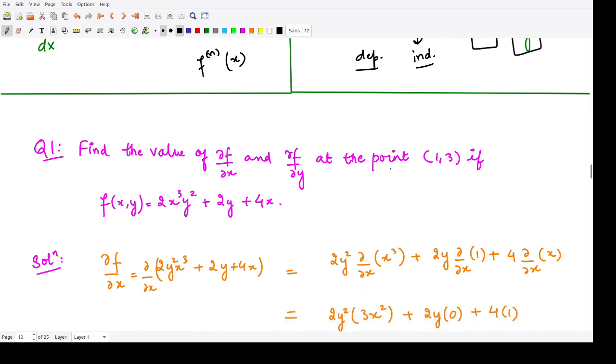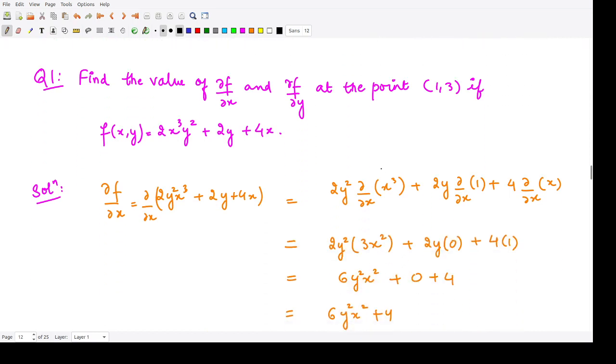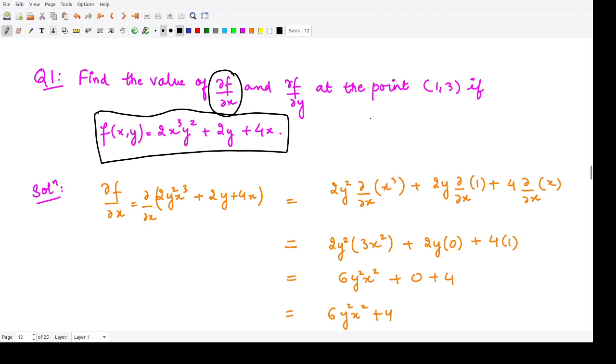So to have a clear concept, let me discuss one example. This is the function that is given to you, f of x y equals 2x cube y square plus 2y plus 4x. Now in the question they are asking what is the value of del f by del x. That means we are to calculate the partial derivative of f with respect to x. So firstly we will keep y as constant.